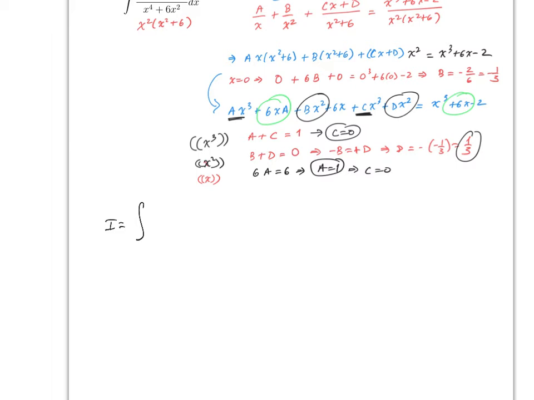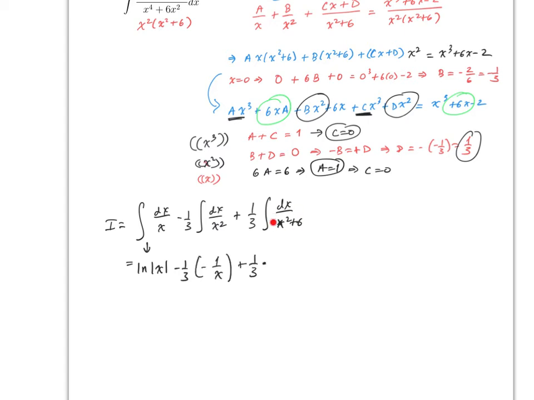The integral is going to be dx over x plus, or minus, it's actually minus 1/3 the integral of dx over x squared, and then plus 1/3 the integral of dx over x squared plus 6. This one is well known. Remember that this is ln of x. The integral of this is actually minus 1 over x. Okay. And then this is 1/3.